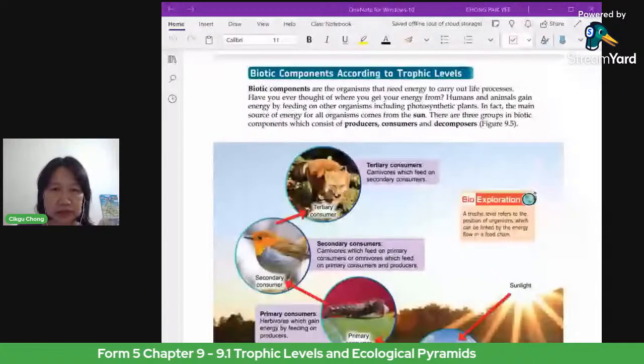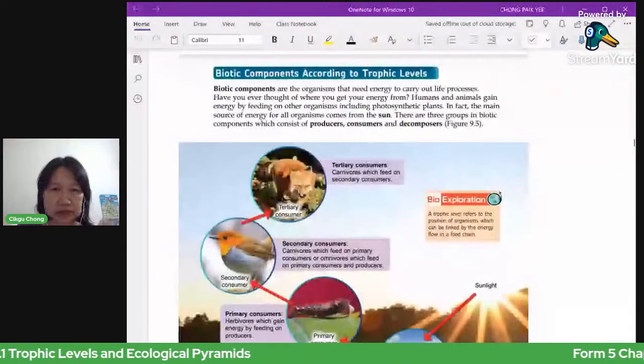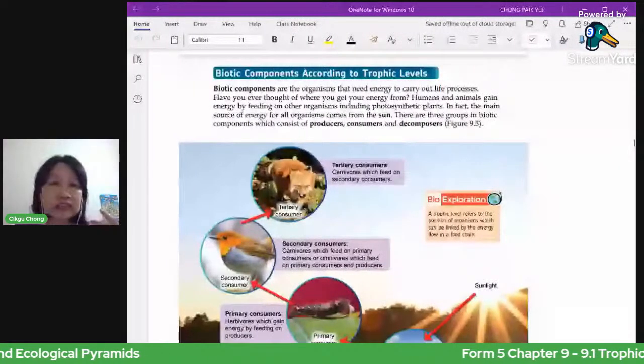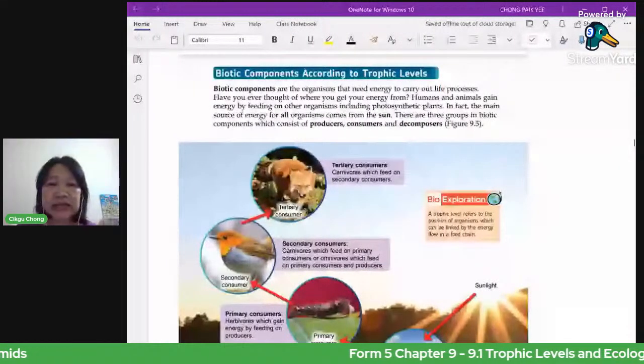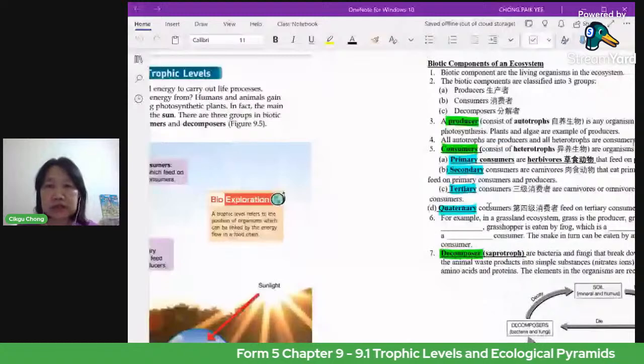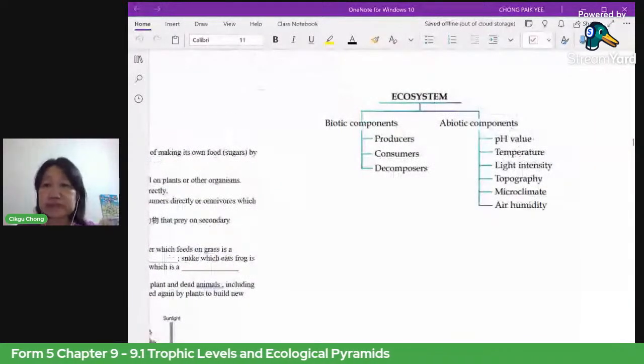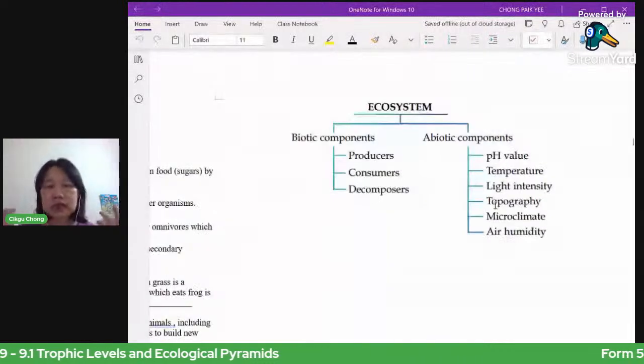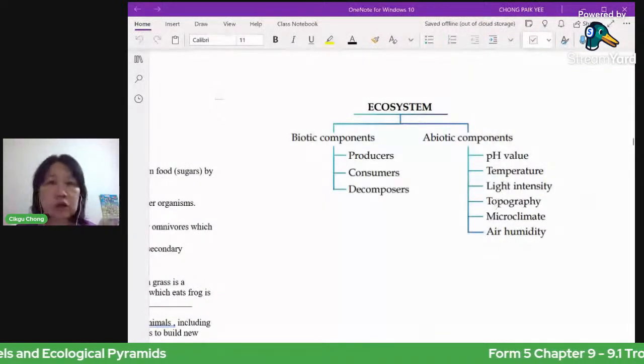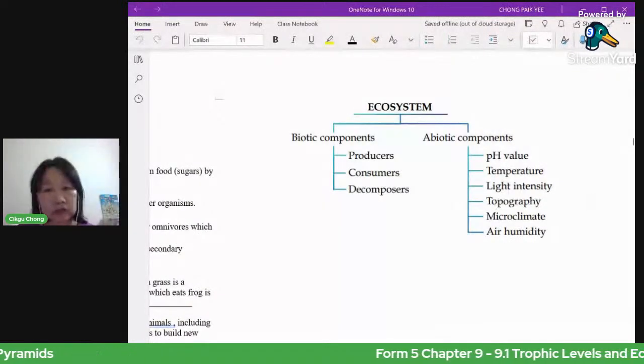Today we talk about the biotic components. As you remember, we have learned in the previous lesson, in an ecosystem, you have two components. Right, ecosystem, this was your previous lesson, that was last week. In any ecosystem, you have two components. One is called the biotic component, and the other one is called abiotic.